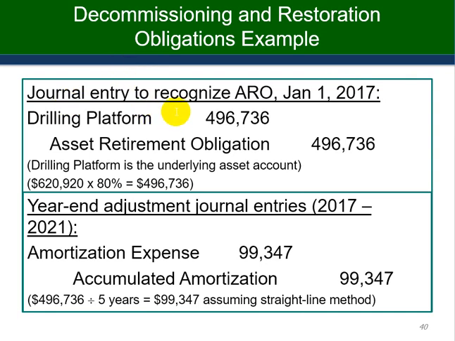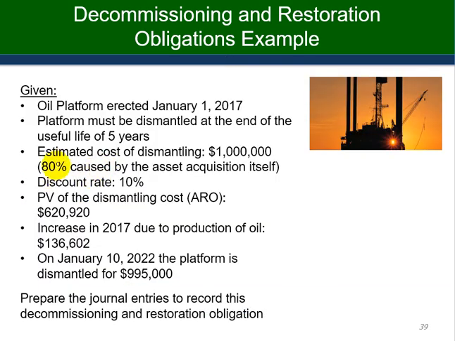Well, at the time that we recognized the ARO, when we first put the drilling platform into use, we would record the present value of 496,736, which is 620,920, the future obligation, times 80%, 496,736. Let's bounce back up here. 80% is the present value of the dismantle cost is 620,920.